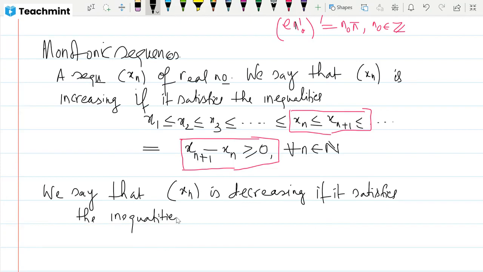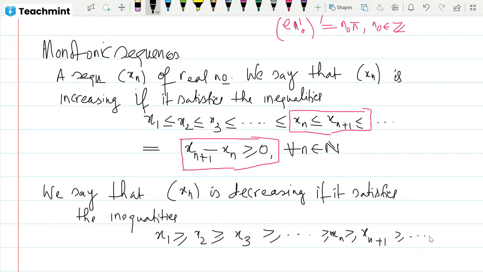Less than or equal to 0. That means the terms of the sequence are in decreasing order. They should be in decreasing order, that is, the first term is greater than the second term, the second term is greater than the third term, and so on. xn is greater than xn plus 1, and so on.